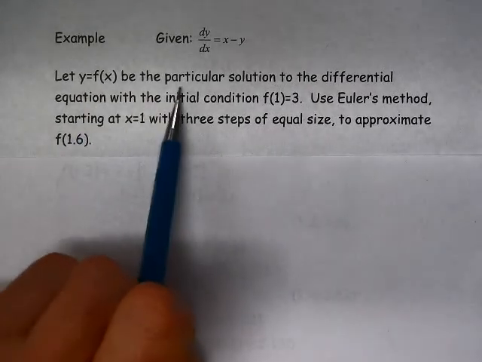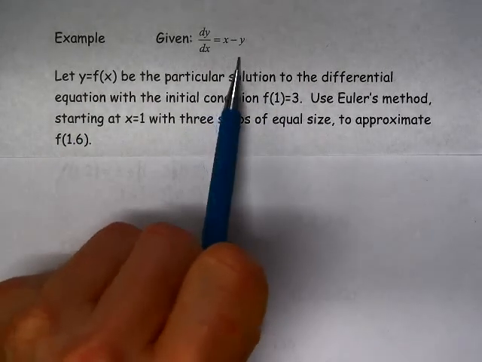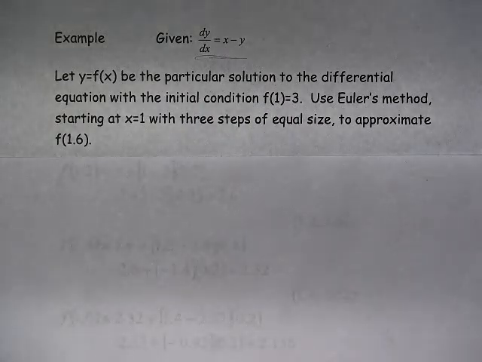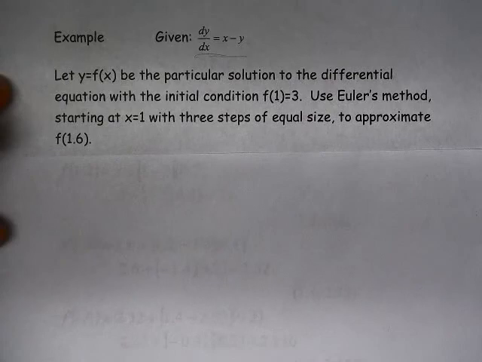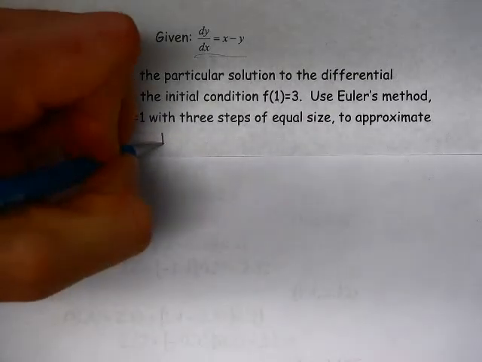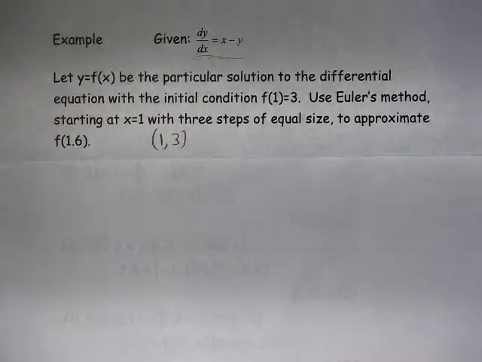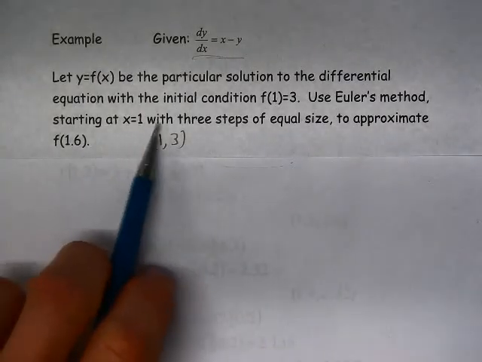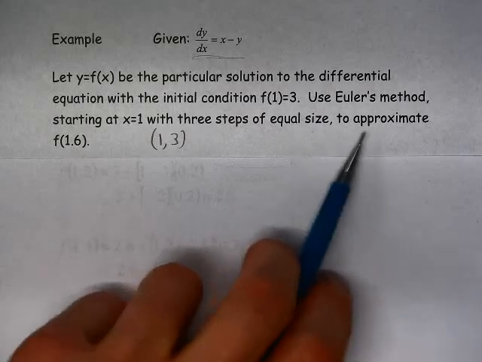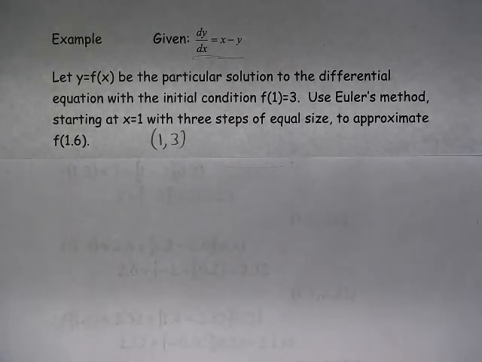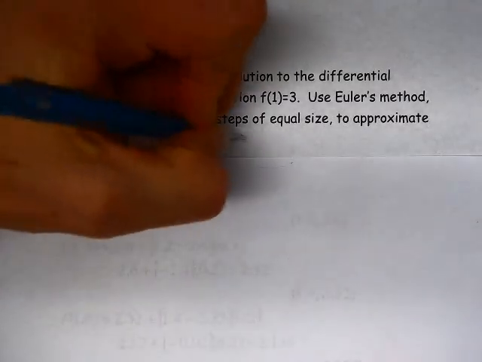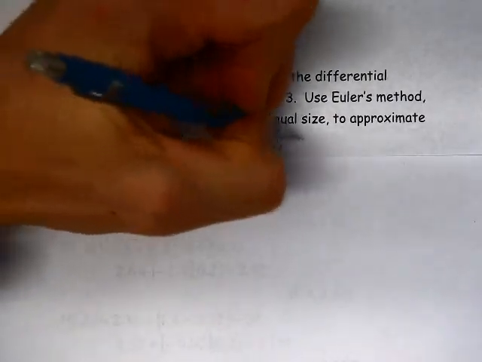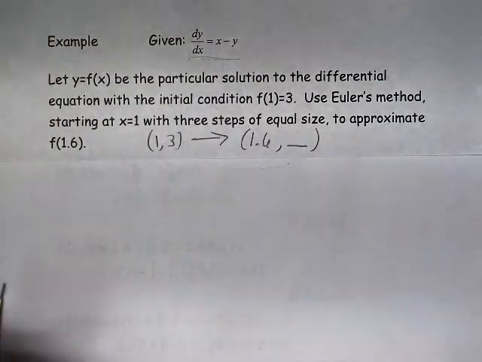Let y equals f of x be the particular solution to this differential equation with the initial condition f of 1 equals 3. So that means that our starting point is x equals 1, y equals 3. Use Euler's method starting at x equals 1 with three steps of equal size to approximate f of 1.6. So we want to go from the point (1, 3) to x equals 1.6 and some y value.